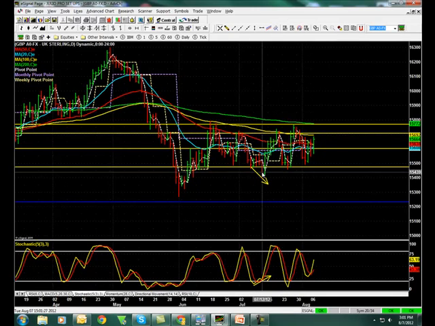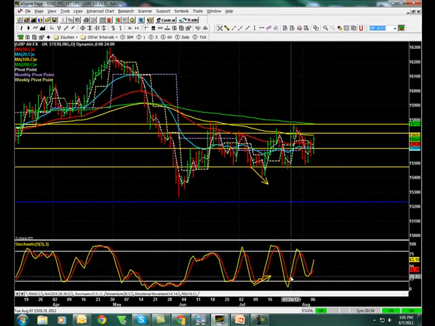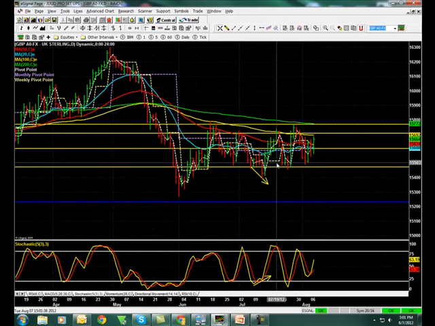A bit of noise down there. This one here reverses as well. That one down here reverses as well. And this one I've taken myself, reversing back down to these lows here.